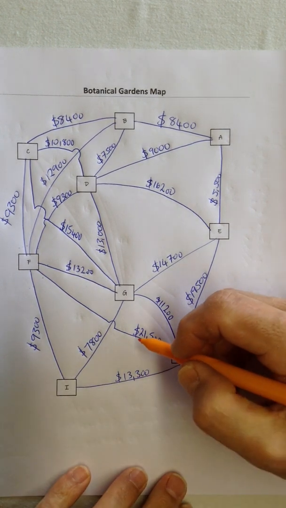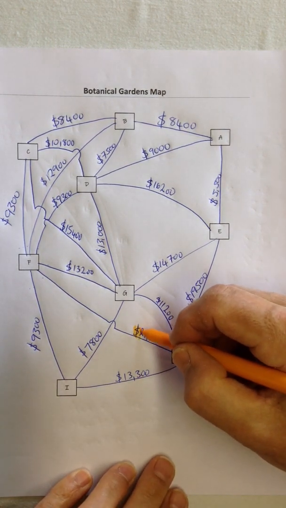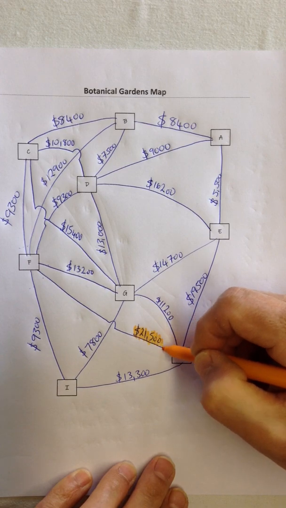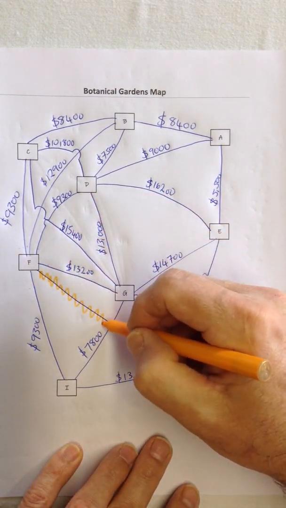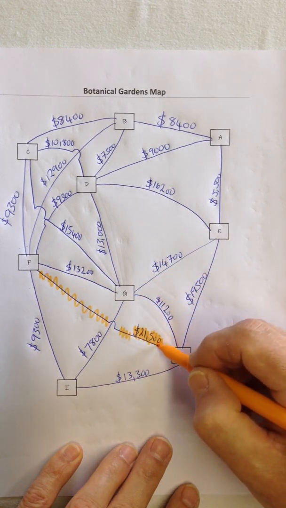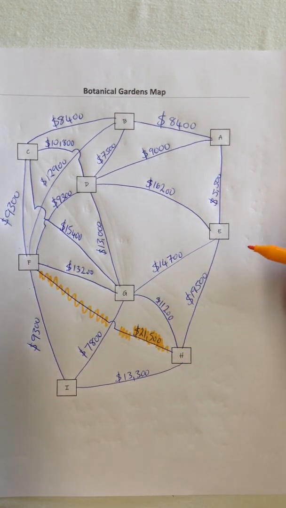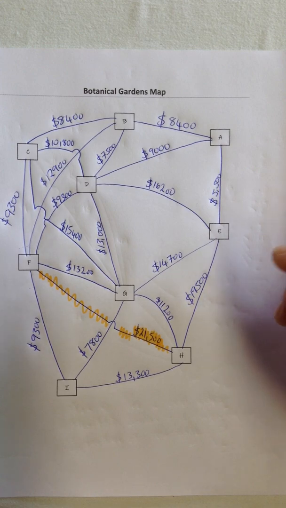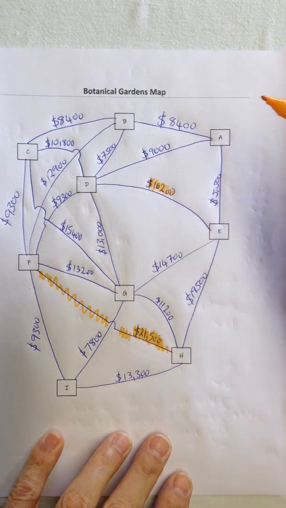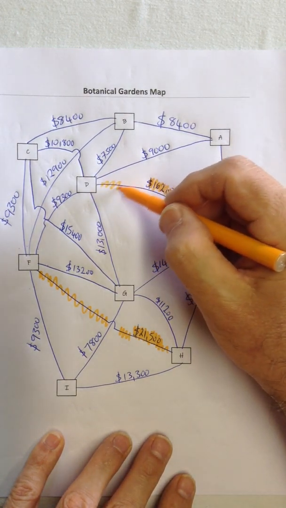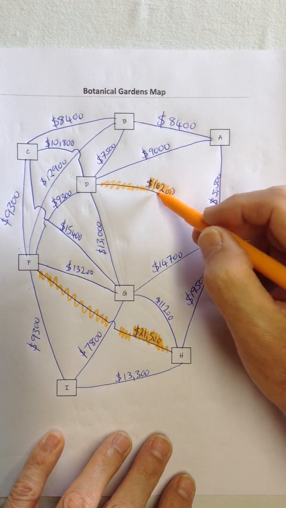So for example, here we go, $21,000. I'm going to get rid of that one, so bye bye. This irrigation pipe is going to go in, is not necessary. We're not going to use it. Okay, here's another one, $16,200. That's way too much, so we're not going to use that pipe as well.